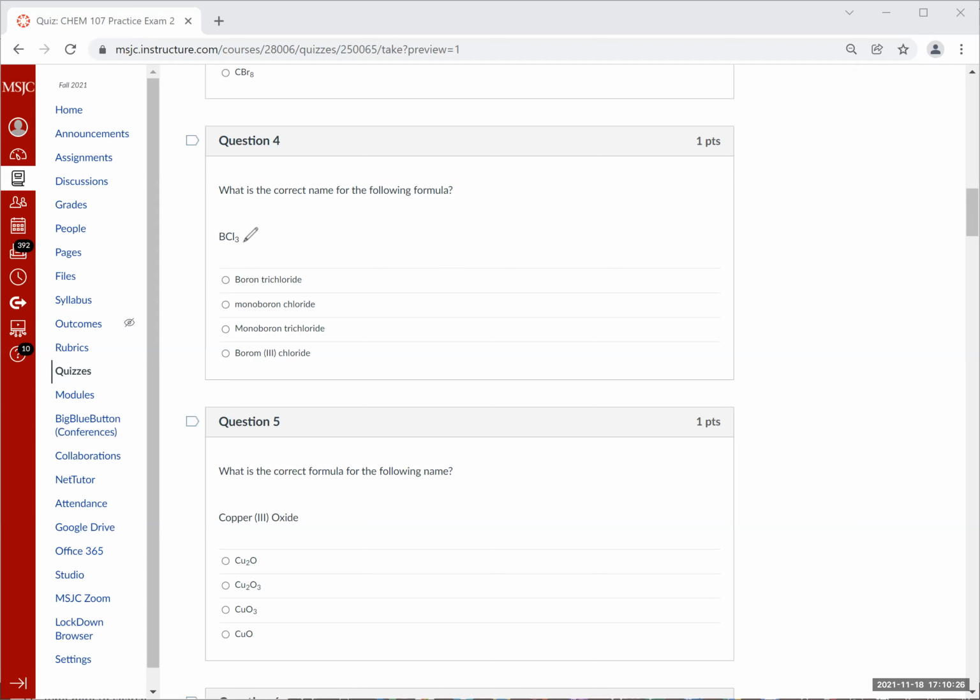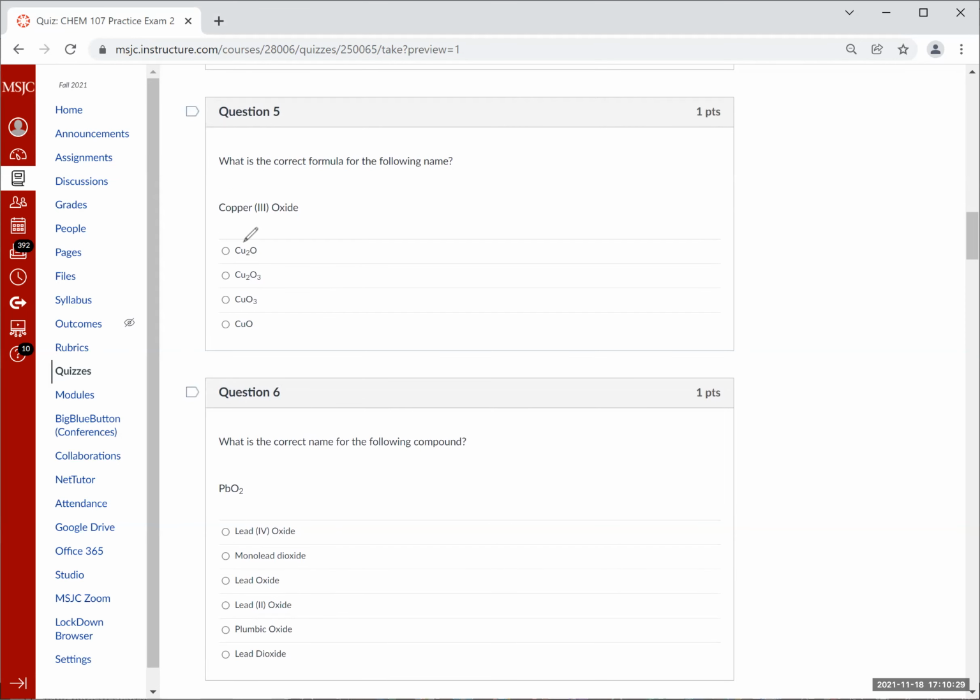Okay, let's look at the next problem in the sequence. So we're asked what is the correct formula for the following name. So we have copper 3 oxide. So in this case, this signifies not the number, but the charge. So copper is 3 plus, oxide is O2 minus. We cross our charges, that gives us Cu2O3. So this is a textbook example of variable charge transition metal nomenclature. Any questions?